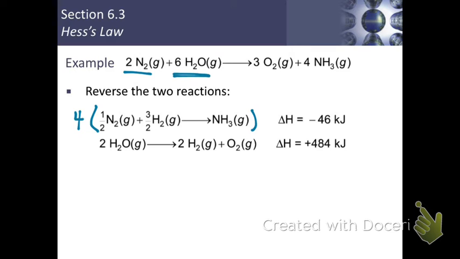And then how many waters do I need? Six. So I'm going to take that whole thing times three, because we already started with two. Whatever happens to the reaction, we also have to do over here to the delta H. Did you notice from the previous slide to this one, the signs on the delta H's changed? As we reverse them, those signs got changed. So I'm going to take this times four, this times three.